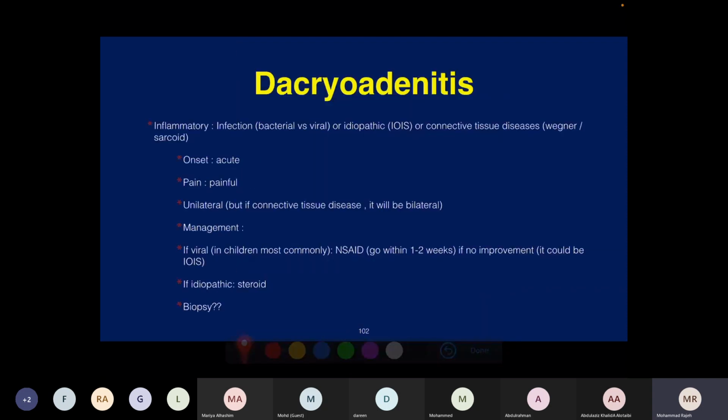Dacryoadenitis, again, you approach it as orbital cellulitis, and if it doesn't improve in 2 days in an adult, you should approach it as inflammatory. In children, it's mainly viral.